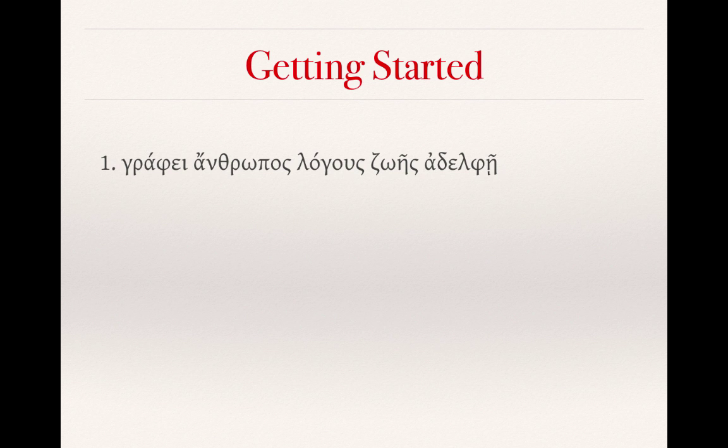And so if we were to translate this, we would translate it as, a man writes words of life to a sister. So a few things just to point out. Note that I've translated anthropos not as the man, but as a man, singular, without the definite article the, but rather with the indefinite article a. And then the genitive here has the limiting function of. It tells us specifically what sorts of words a man writes. And they're words of life.